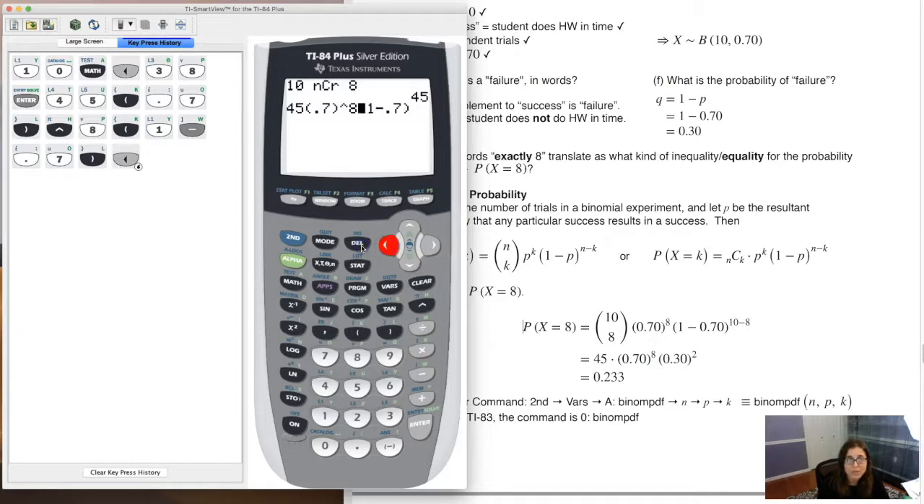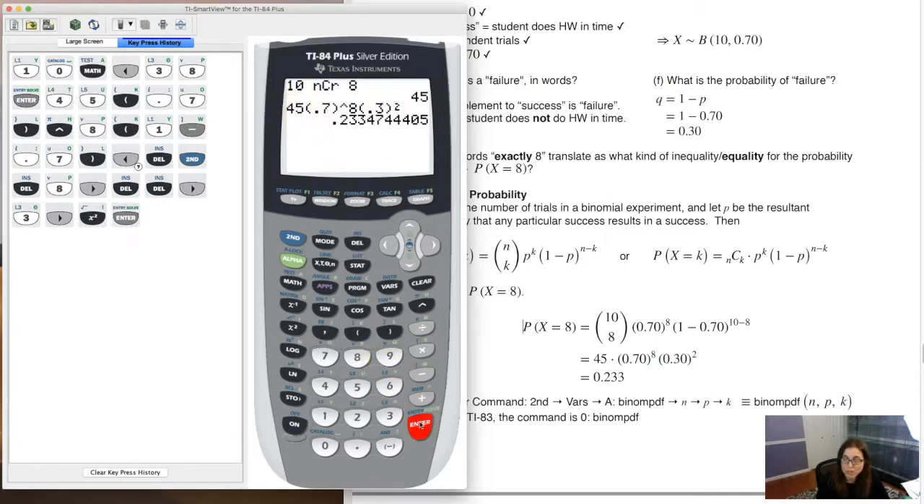So let me delete a few of these. Oops, did I go too far? I did. Let me insert the 8 back in, and then let me go back over here and delete what I really want. So I will have 0.3 squared. All right, so you can see I have 8 successes, 2 failures, and 45 branches, and when I hit enter, we get 0.233.